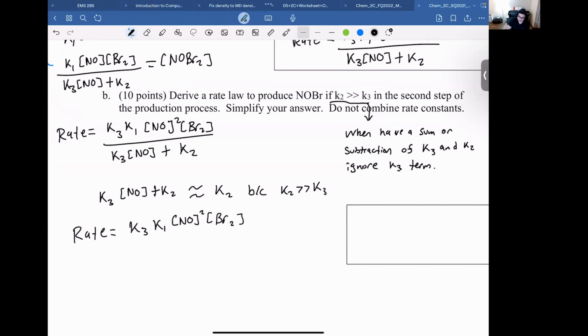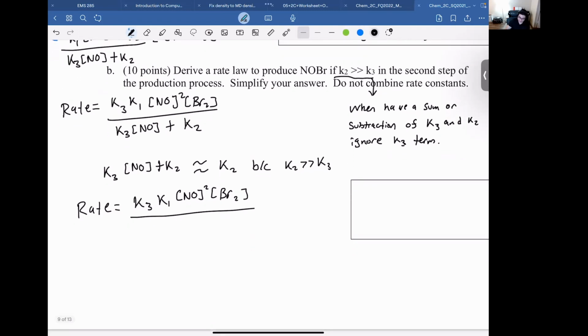which honestly seems kind of silly because you have to use the NO on the top anyways and the K3, but I guess here we are. I don't know why you would ever practically do it. And then you get over K2. That's it.